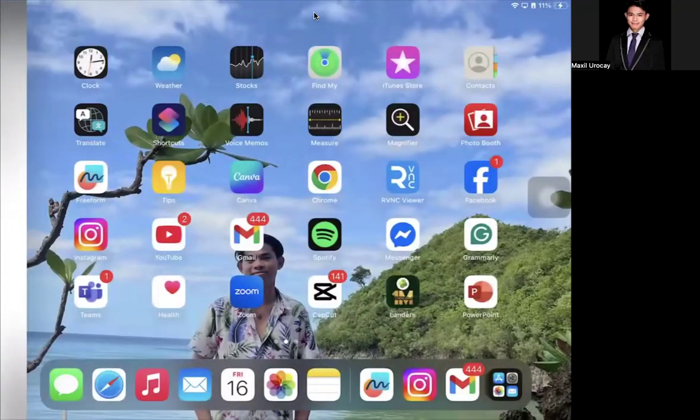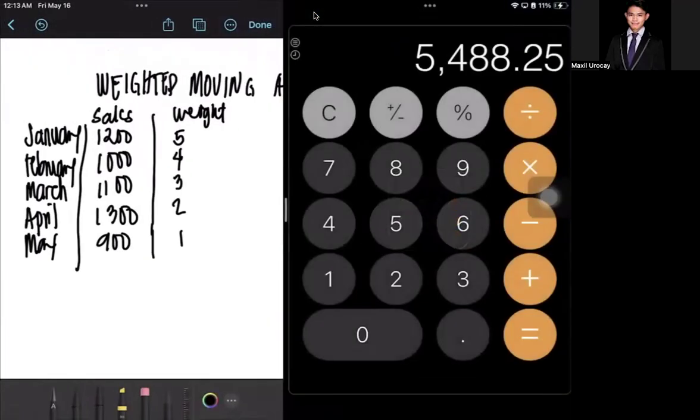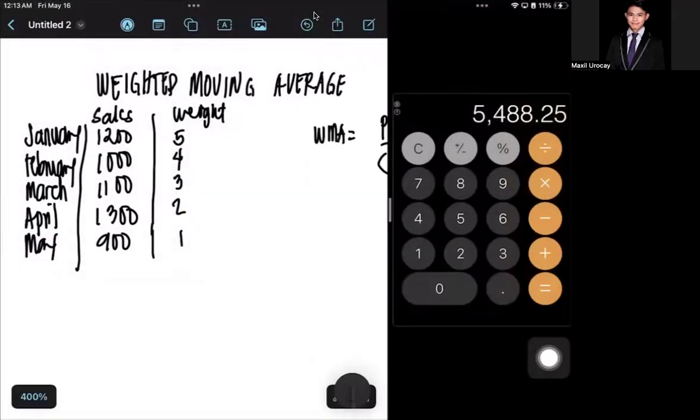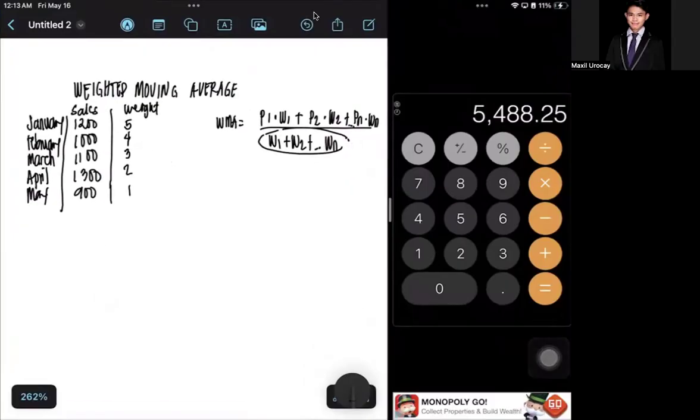So let me grab a calculator here, so that we can finish this. Just a second. Okay, so now we have a data set here, and we're going to forecast June, July, and August. So say, for example, we're going to have three forecasted months only. We'll begin with June first.